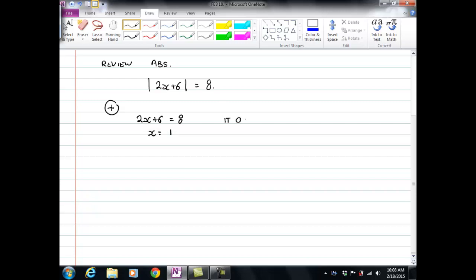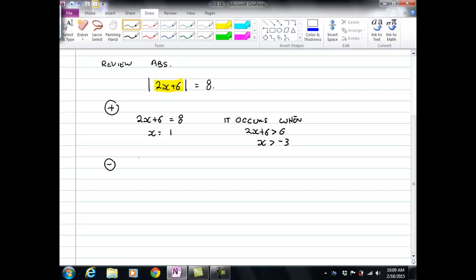It occurs when, here's the main point, you cannot do limits until you master this point. 2x plus 6 is greater than 0, or simply x is greater than negative 3. Okay? Nothing bad. Now I do the negative case.